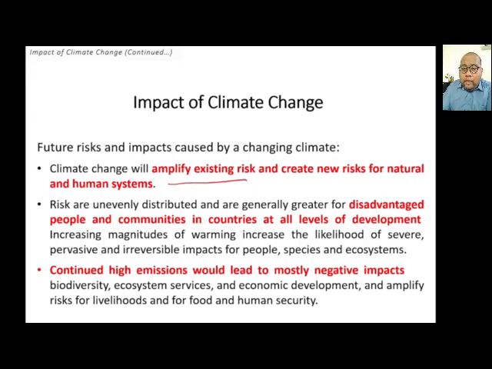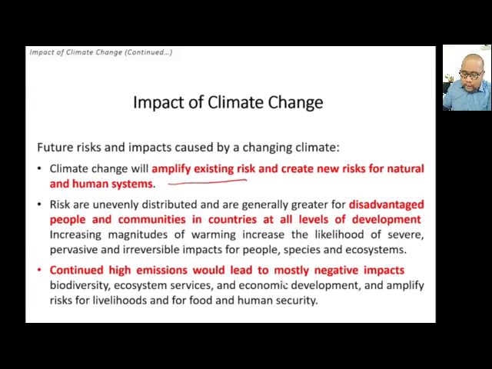As I mentioned before, okay, banyak banjir berlaku. Okay, and then kadang-kadang banjir tu tak pernah berlaku pun seumur hidup, tiba-tiba berlaku. Okay, kemungkinan that is a factor that climate change has effect. Okay, and then risks are unevenly distributed and generally greater for disadvantaged people and communities in countries at all levels of development. Okay, so the risk actually is being faced by those communities, like, you know, community dunia kedua lah, dan dunia ketiga, okay, negara-negara yang susah ni. Okay, that's the impact that we need to tackle.